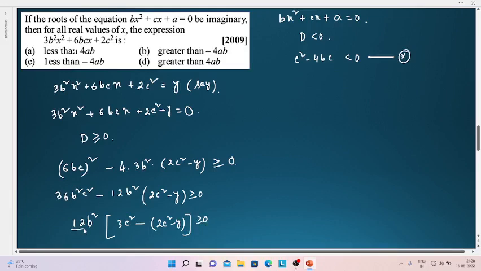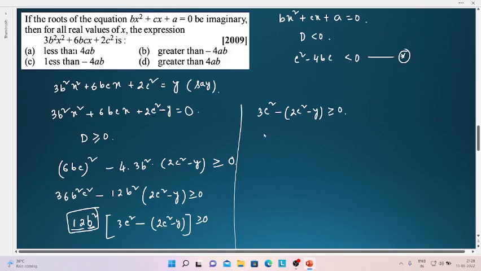Since 12 is a positive number, b square is also a positive number, so the part 12b square is a positive number, so you can divide by 12b square. Then the inequality will not change, right? So if we divide by 12b square, it will be 3c square minus 2c square minus y, which is greater than or equal to 0.